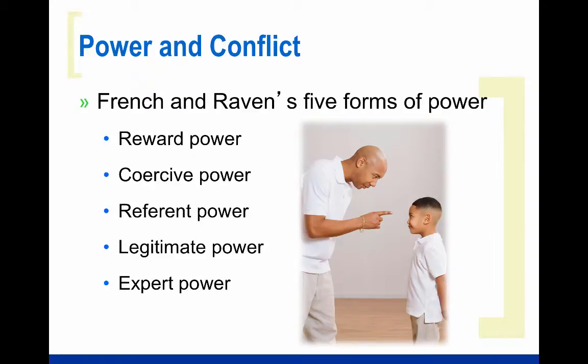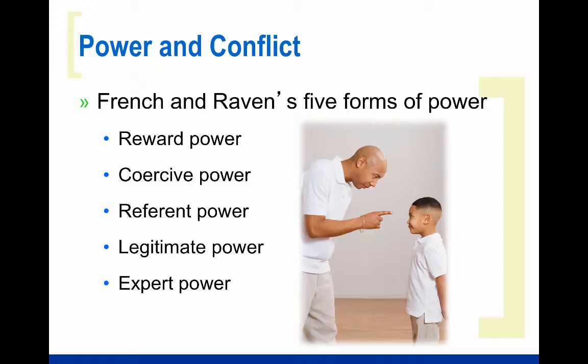So there are 5 different forms of power, and these powers aren't mutually exclusive. More than one of them might be used at the same time, but you do need to understand them. The first one is reward power, and that's power that comes from someone's ability to reward you for doing what they want you to do, such as a parent giving their child an allowance for doing their chores. That's kind of obvious. Now, coercive power is the opposite of that. That is the power that comes from the ability to punish, such as the parent taking away privileges from a child who didn't complete their chores.